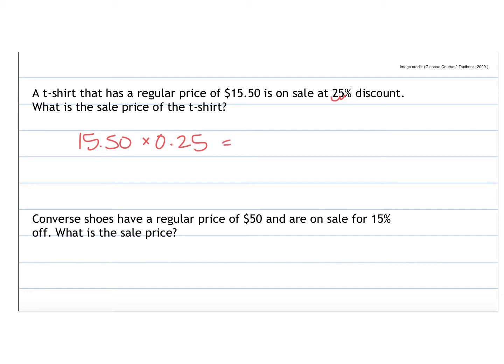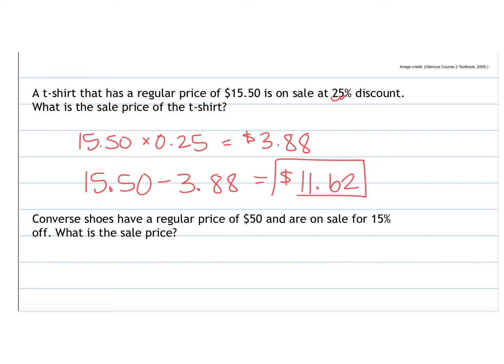So then I'm going to round this to the nearest hundredth, $3.88. That's how much we're saving, but we have to subtract that from the original price to figure out what the sale price would be. Which, when I solve that, is $11.62. So that's how much you would end up spending on that t-shirt.